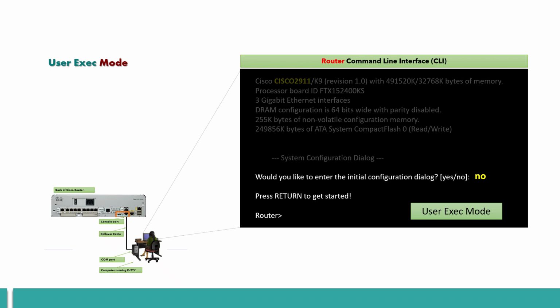The prompt for the user mode is Router greater-than sign. In user mode, you can type question mark and press enter to see all the commands that are available at this mode. Two of the most commonly used commands are enable to access privilege mode and exit to exit from user mode.